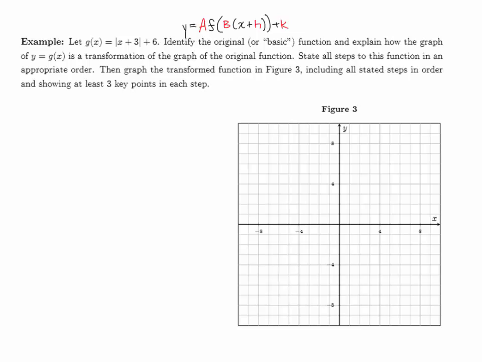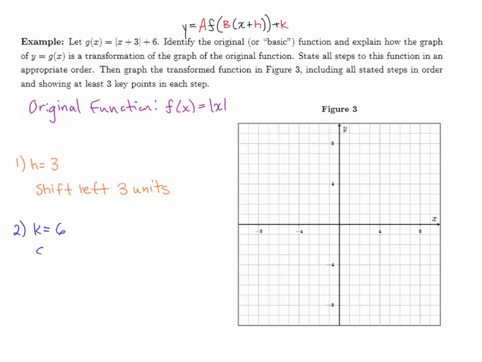So to get started, our original function here is just going to be that absolute value function. So what we're looking at then is we have 3 being added to x, and then we have 6 being added to that main part of the function. So identifying that transformation, we have a value of h that is 3, and that's going to cause this function to shift left 3 units. Six being added on to the main part of that absolute value function means that our value of k is 6, and that'll cause the function to shift up 6 units.